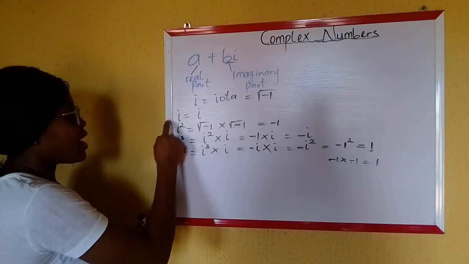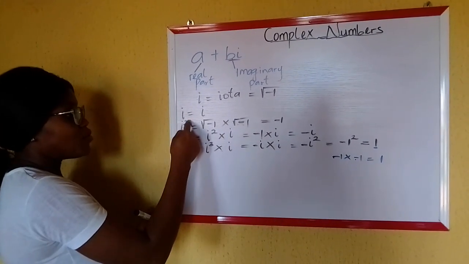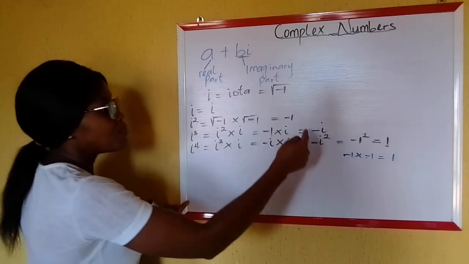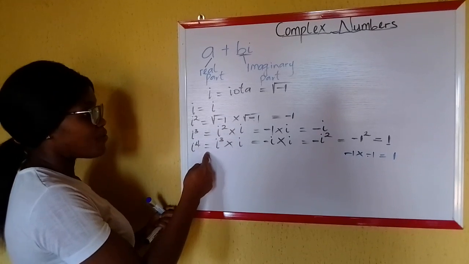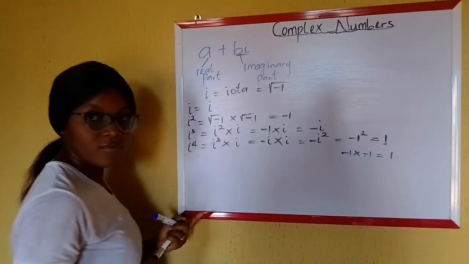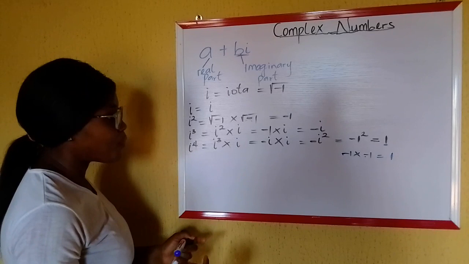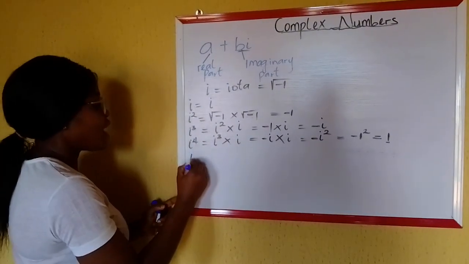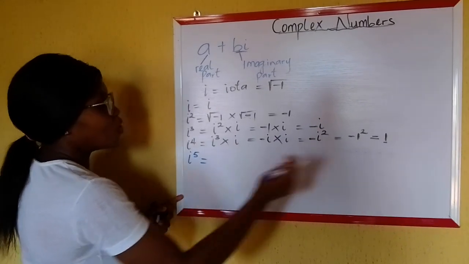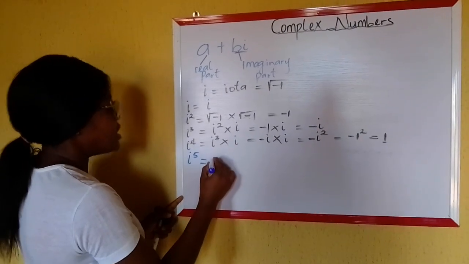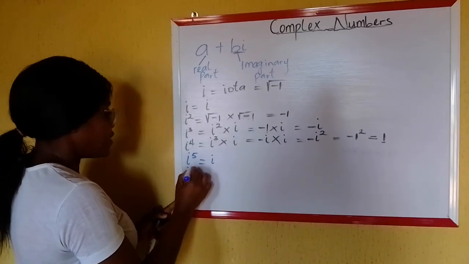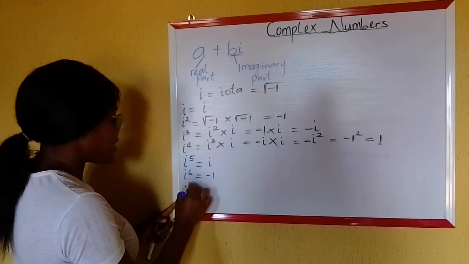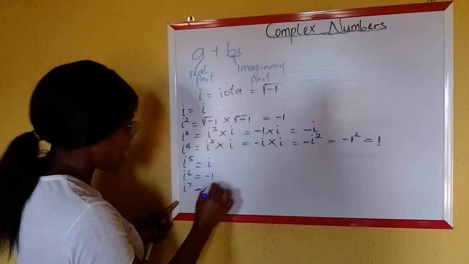So look at this. i is equal to i, i raised to the power 2 is equal to minus 1, i raised to the power 3 is equal to minus i, i raised to the power 4 is equal to 1. So without solving anything, a complex number is just like a game. So we have our i raised to the power 5. Once you get to this point, i raised to the power 5 is still equal to i, i raised to the power 6 is equal to minus 1, i raised to the power 7 is equal to minus i.